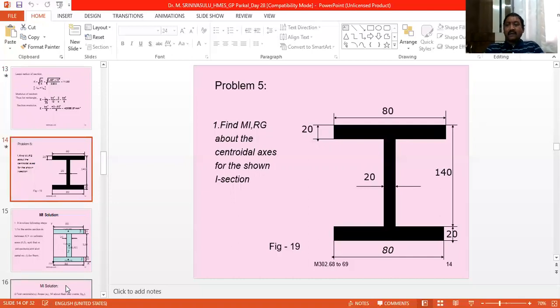So it is a combination of rectangles, and generally this I section is used in most of the engineering applications, because this I section will withstand higher moment of inertia and higher bending moment. It will take more load as compared to the other sections. Therefore the I section is commonly used in various engineering applications. Now take the problem. First you take this figure, then after taking the figure you take the problem.